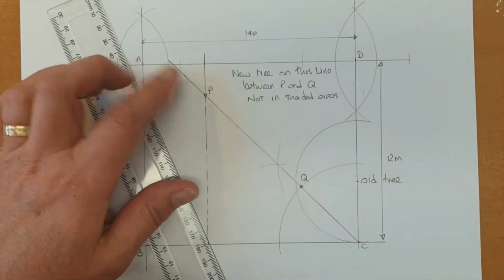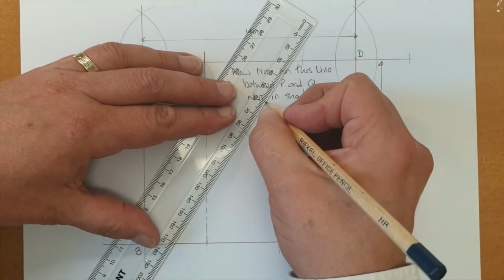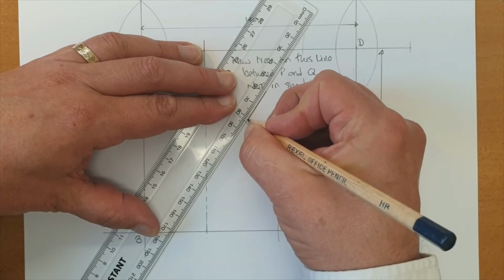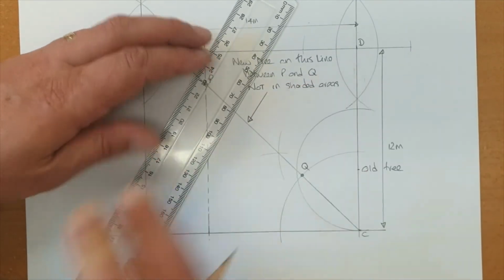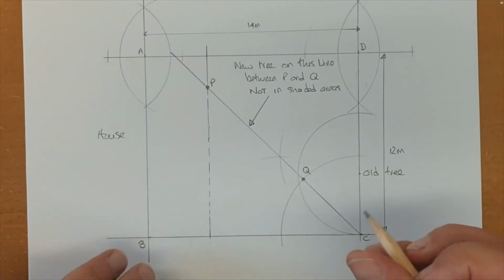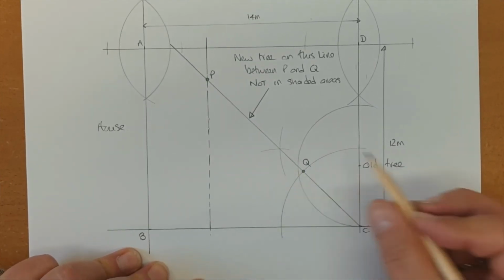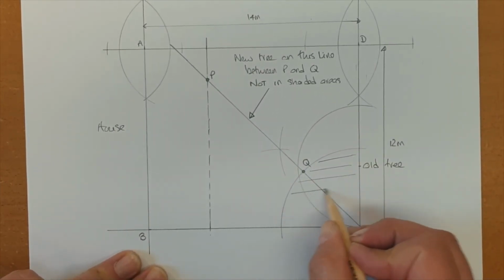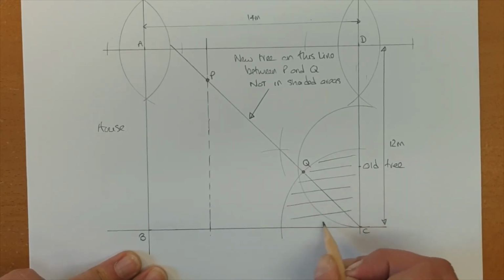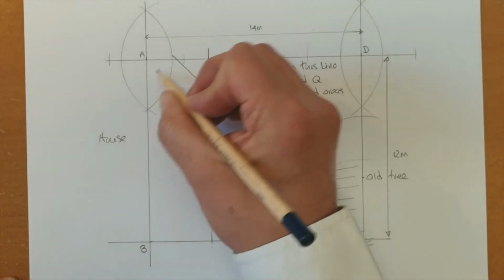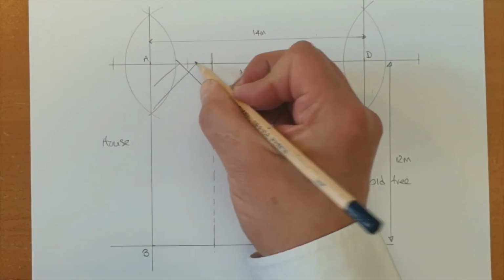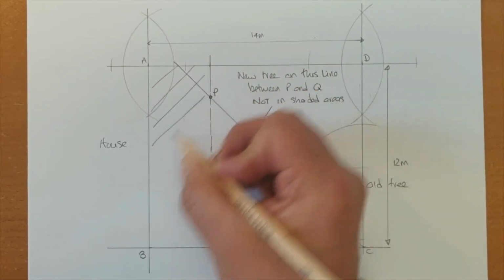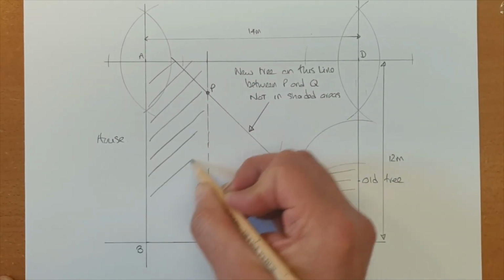And I will indicate that it's this line with a big arrow, because I'm making it obvious for the examiner, and I don't want it in the shaded areas. The shaded areas are going to be this area here, and this area over here, where we would be too close to the house.